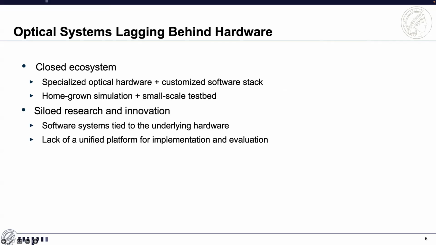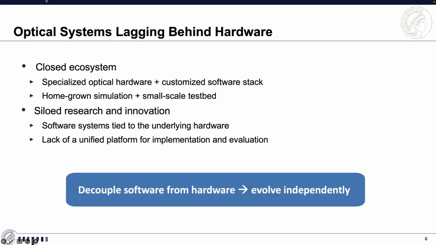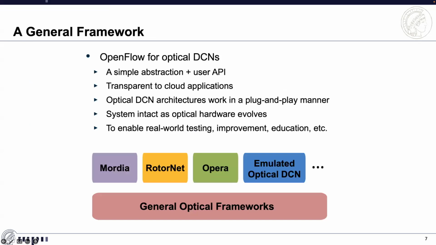This makes the systems research for optical data center networks quite siloed. It is tied to the underlying hardware, and there is a lack of a unified platform for implementation and evaluation. So our work is to decouple the software and hardware to enable them to evolve independently. How should we do that? We built a general optical framework that can support different optical data center network architectures on top. We call it the OpenFlow for optical data center networks.